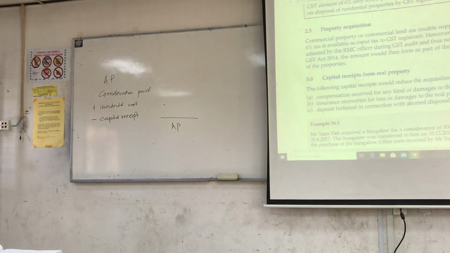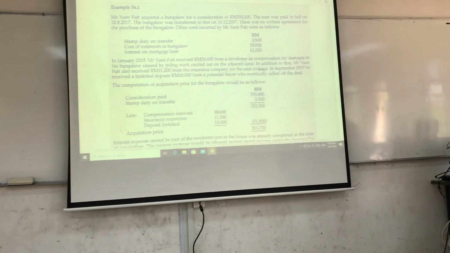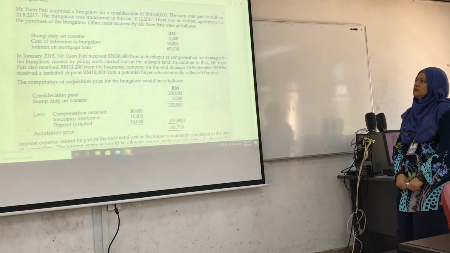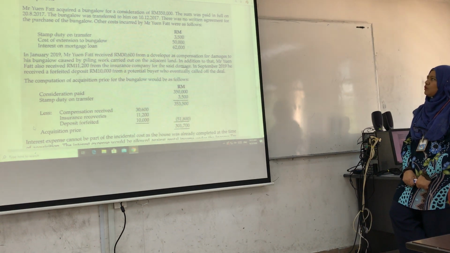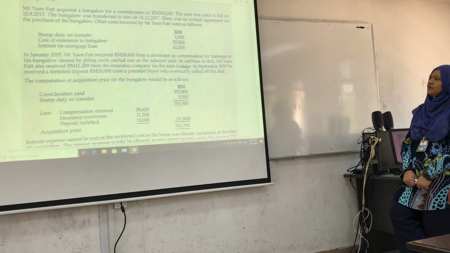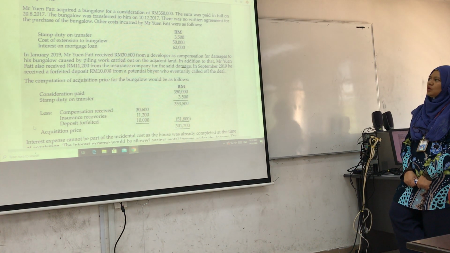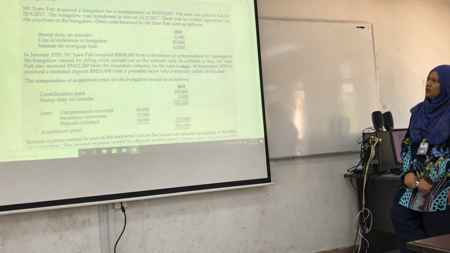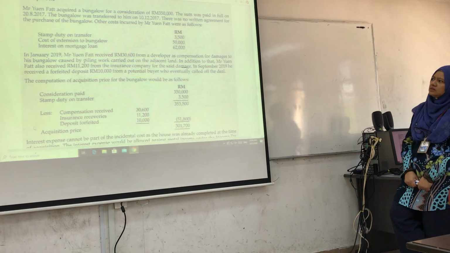Mr. Yuan Fat acquired a bungalow for a consideration of 350,000. The sum was paid in full on 20th of August 2017. The bungalow was transferred to him on 10th of December 2017. There was no written agreement for the purchase of the bungalow. Other costs incurred by Yuan Fat were as follows: stamp duty on transfer, cost of extension to bungalow, and interest on mortgage loan.